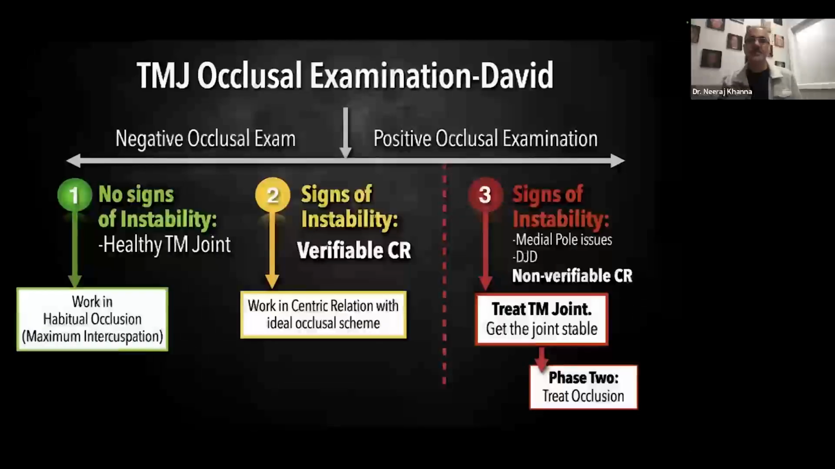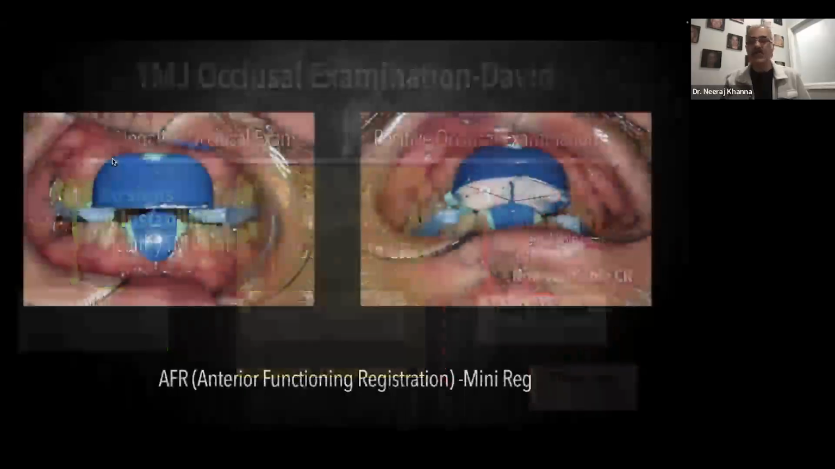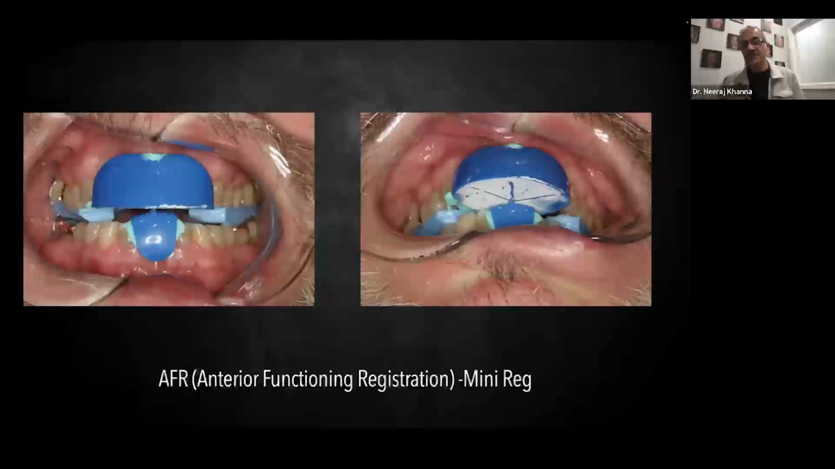But generally speaking, any patient that has signs of instability, we consider that a yellow patient, meaning we have to work in centric relation to create the ideal occlusion for him. If we are not in those areas, then it's either going to be a red joint or a green joint patient. This is called the anterior functioning registration.